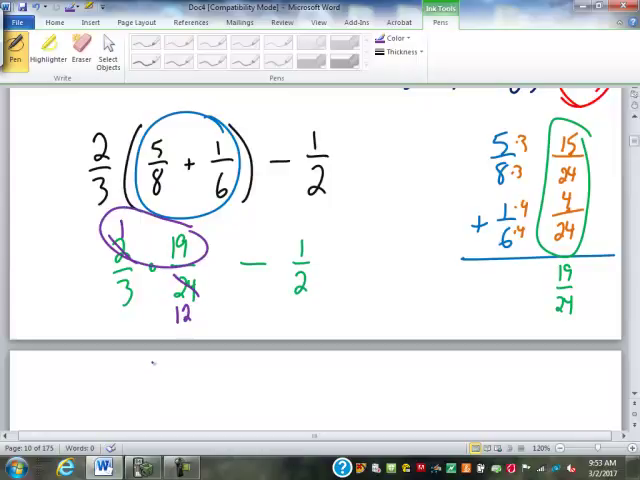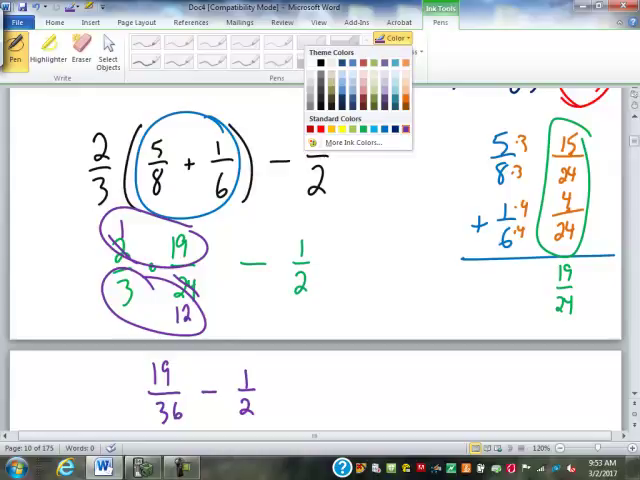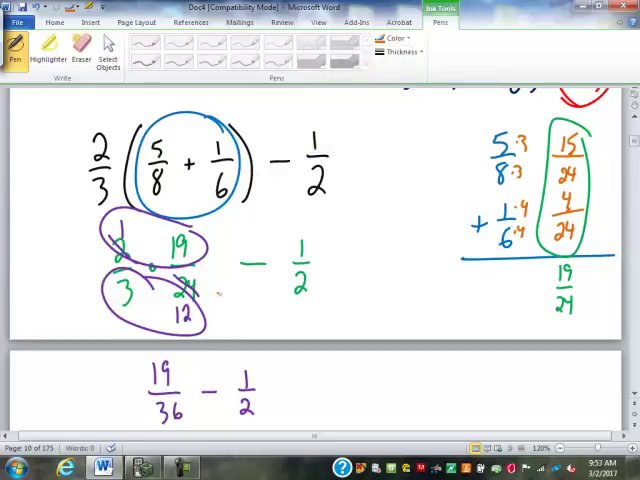So 1 times 19 is 19. 3 times 12 is 36. So I replace the 2/3 times 19/24 with 19/36. Then what? We have to subtract the 1/2.